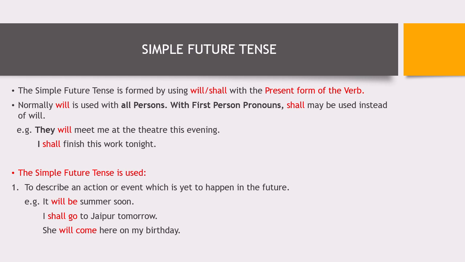I shall finish this work tonight. The simple future tense is used: 1. To describe an action or event which is yet to happen in the future. For example, it will be summer soon. I shall go to Jaipur tomorrow. She will come here on my birthday.